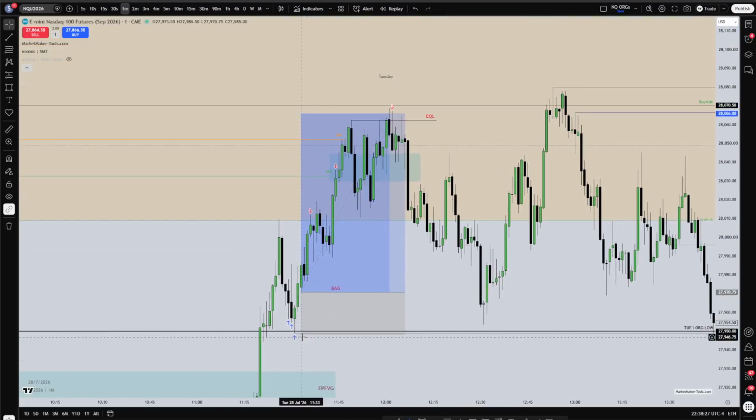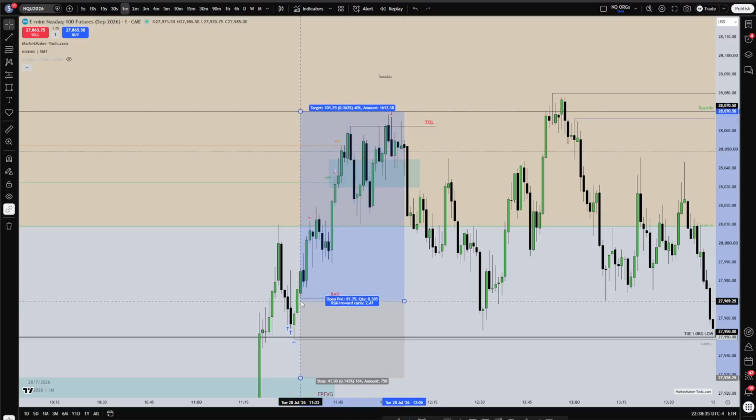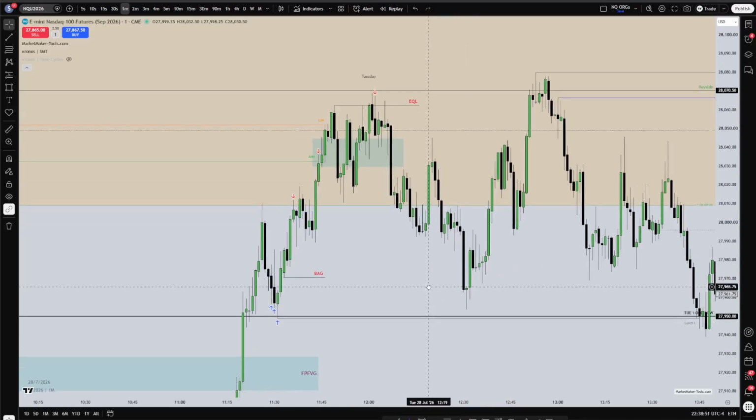My stop honestly was this area. I was not expecting it to touch that fair value gap. And then I was targeting this guy over here, but we didn't go there, so I exited on these equal highs. First partial was this high, second partial was AM high, third partial was equal highs over there next to London high. So why I took this trade?